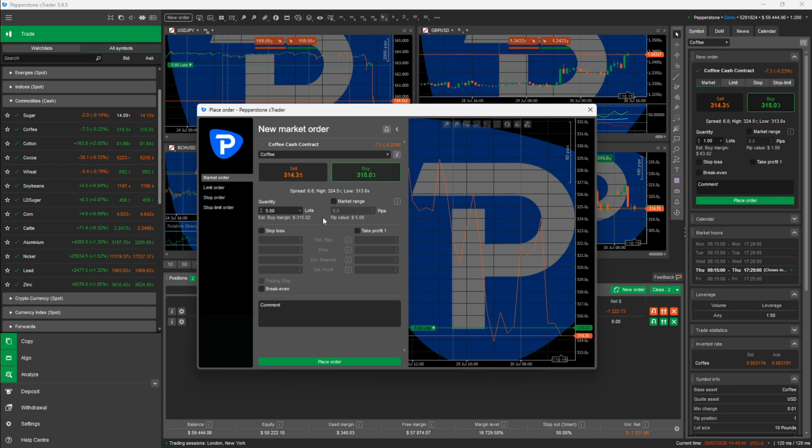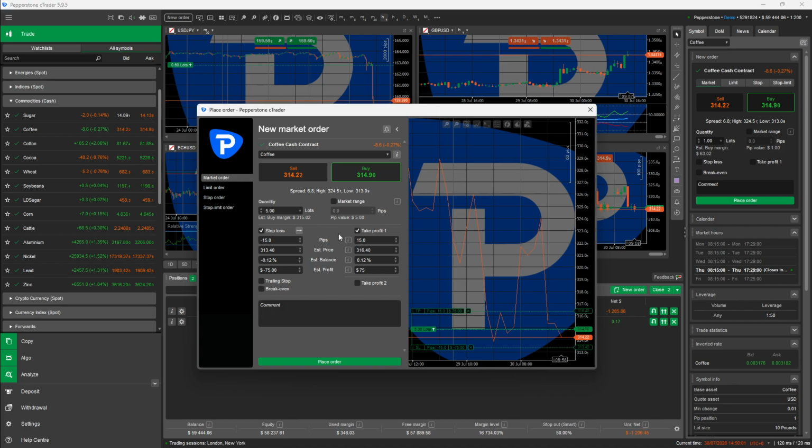You can then optionally set your stop loss and take profit levels. A stop loss helps limit potential losses if the market moves against you. A take profit allows the platform to close the trade automatically once your target price is reached. These settings are useful for managing risk and planning your trade more effectively.